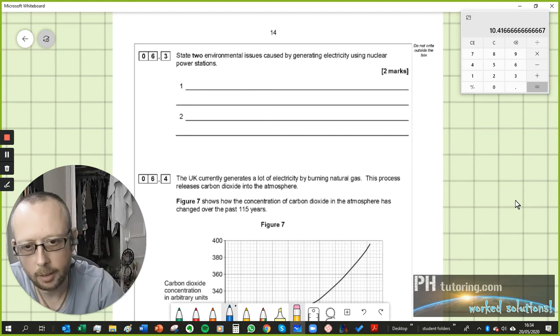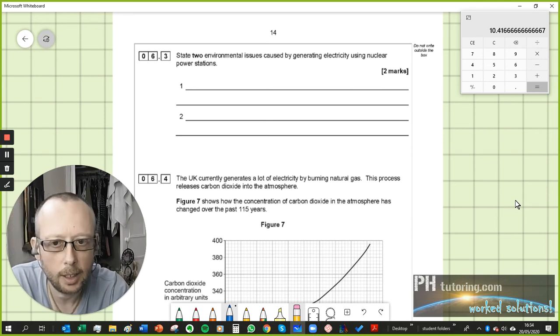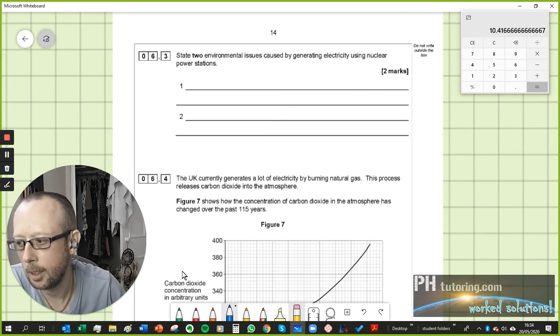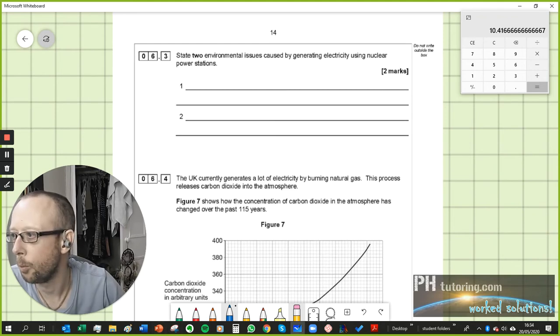There are issues though. And one of the issues is essentially it's mainly around nuclear waste. There's lots of other things you could say. I'll just briefly show you what you could say, and I'll add that to this whiteboard.